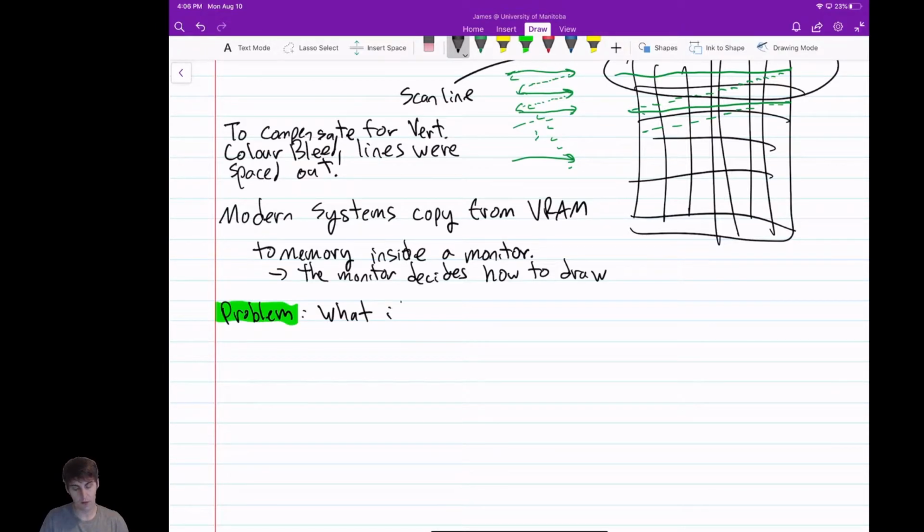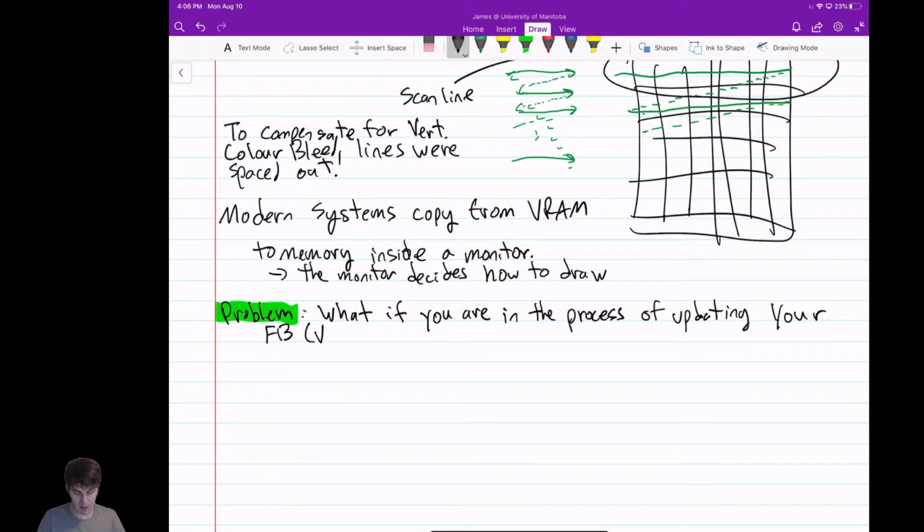What if you are in the middle of updating your frame buffer, into VRAM, let's say? You're right in the middle of it, so bam, and then the monitor gets a new image.